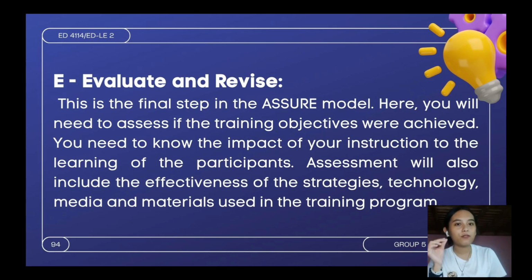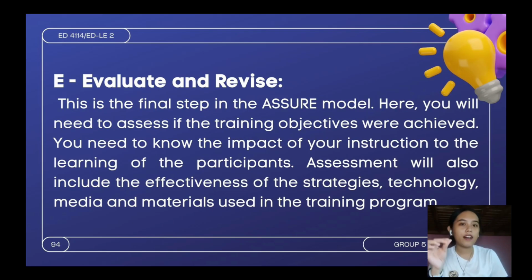So this stage involves evaluating student performance, the effectiveness of the media and strategies used, and the overall delivery of lesson and content. Now, based on this evaluation, you make necessary revisions to the plan for future re-implementation.